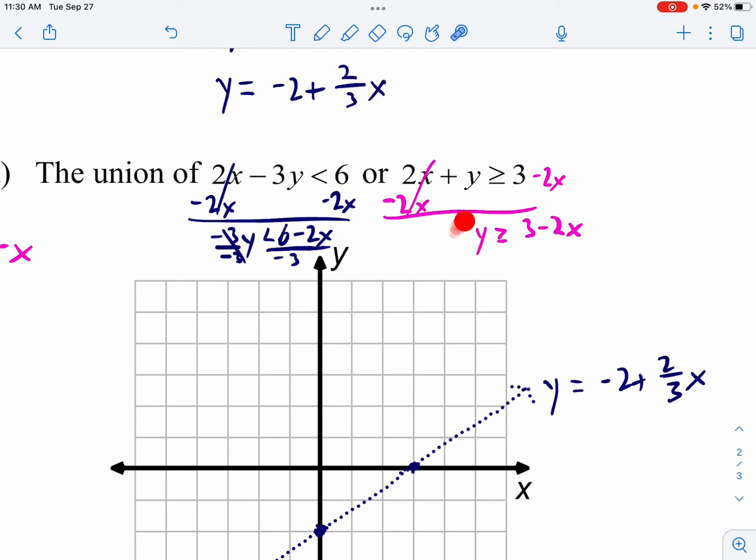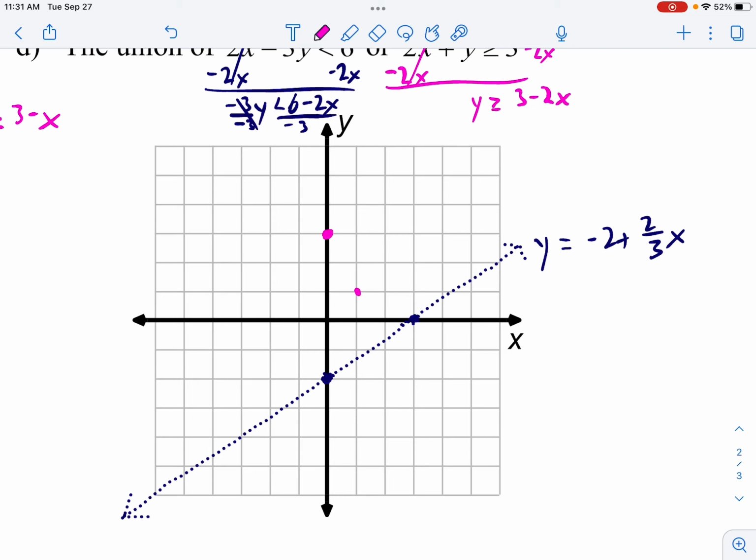So then we're going to go ahead and graph this line using solid, right? It's greater than or equal to, so we use a solid pink line. We're going to graph it just as if it were the line y equals 3 minus 2x. So that's y-intercept of positive 3, slope of negative 2. So we're going to keep going down. Keep going.